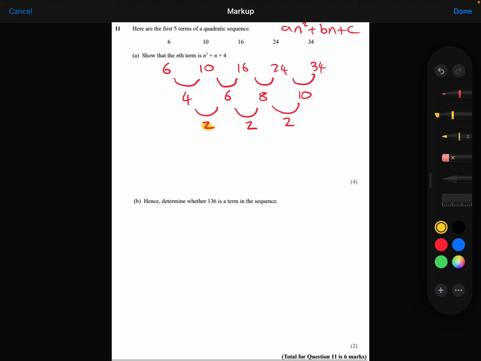I know that this term here is always equal to 2a, which means that a has to be equal to 1.